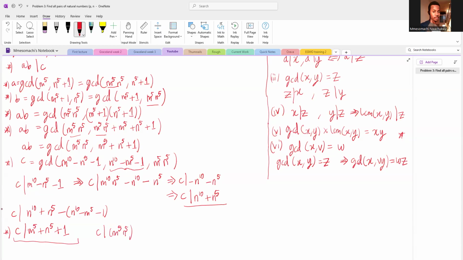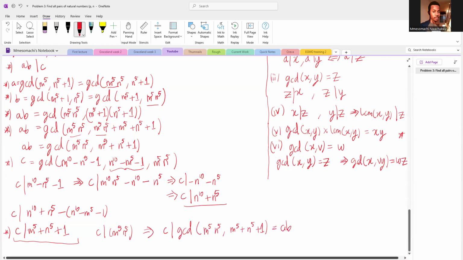Okay. So this implies that C divides the GCD of these two numbers. Okay? But this is equal to AB, okay? So basically C divides AB. So that implies that C is equal to AB. And we are done for this video.